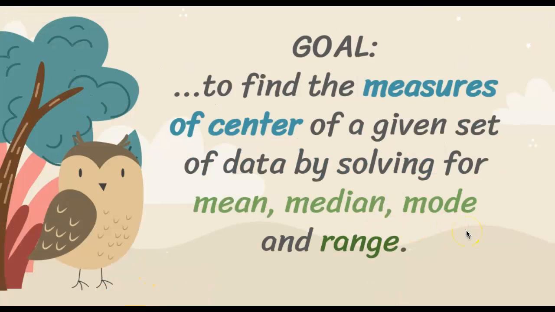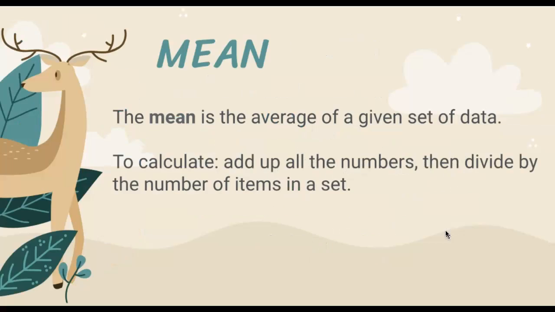So our goal is to find the measures of center of a given set of data by solving the mean, median, mode, and also the range. So let's start with the mean. Mean, we call it the average. We usually say find the average of the given set of data, and actually what we call that is the mean. To calculate that, we have to add all the numbers, then divide by the number of items in a set. So let's see an example for us to understand what it means.